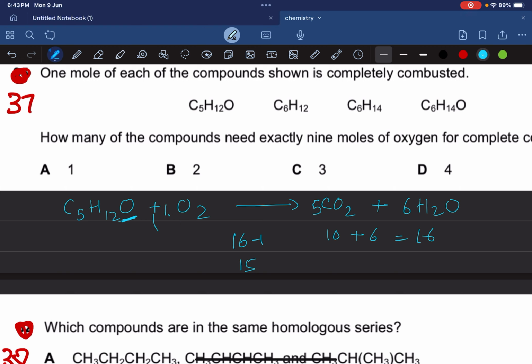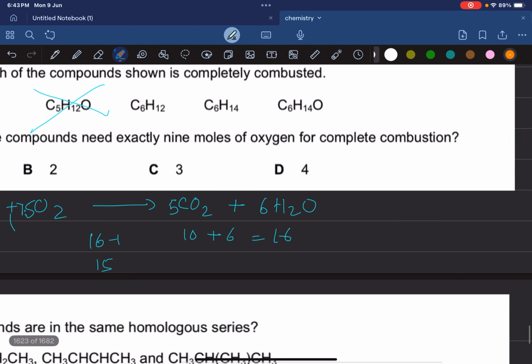So I need 7.5 moles over here, so definitely not this one. I hope you guys understand what I'm doing. I'm just writing simple combustion equations for 1 mole. It's important that over here is 1. I cannot make it 2, because it's written exactly 9 moles of oxygen for the complete combustion.